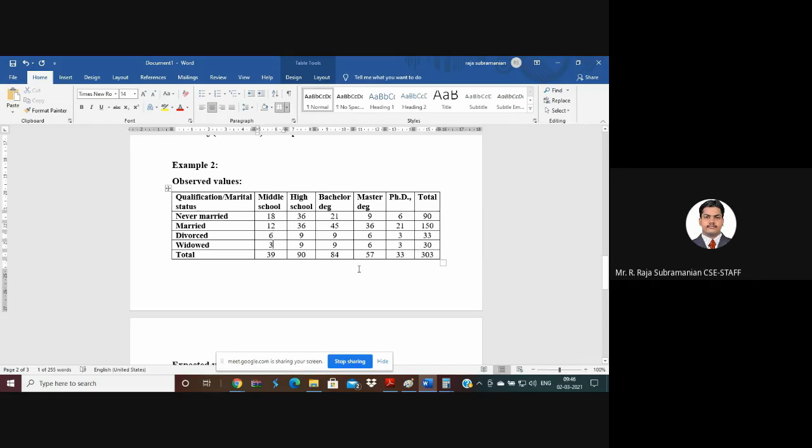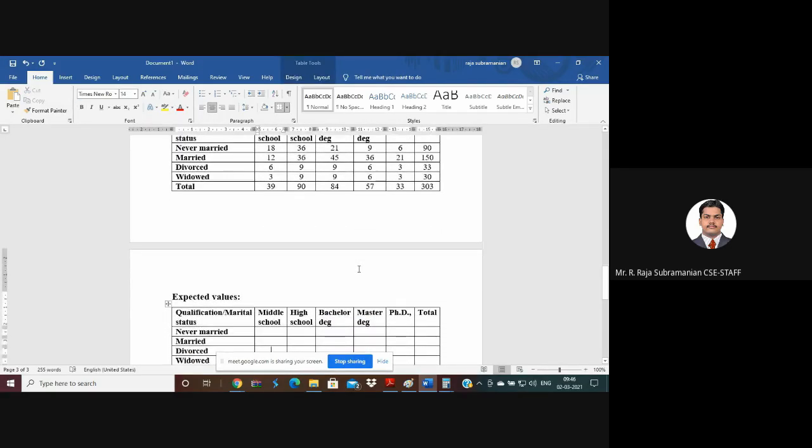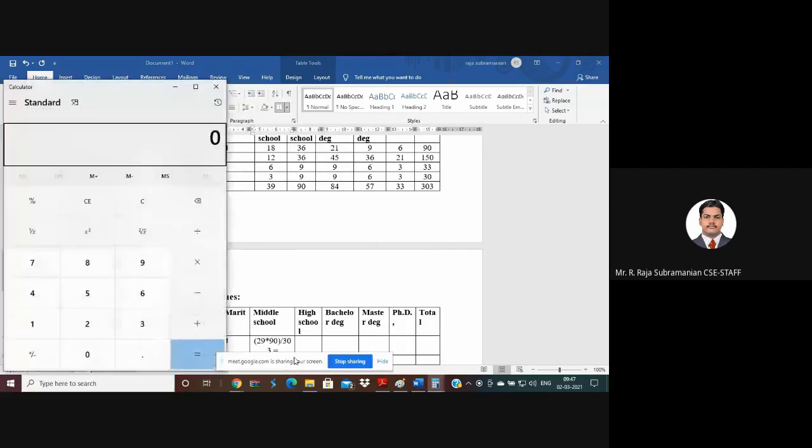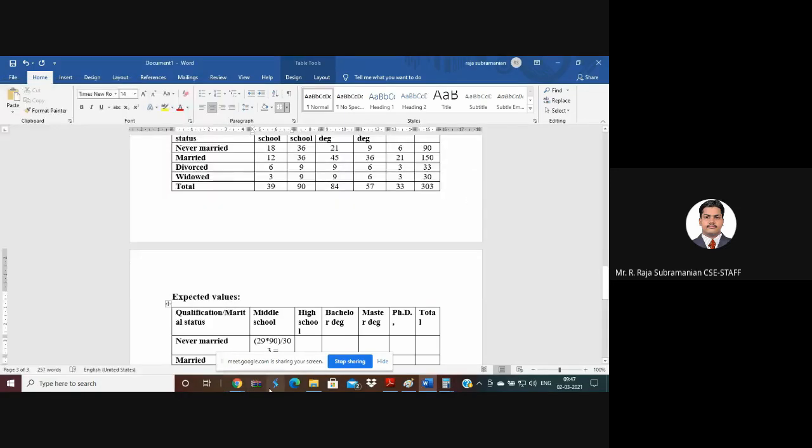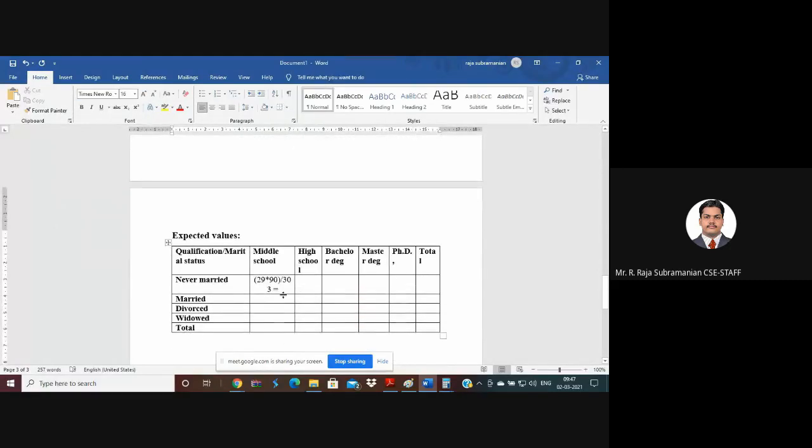So what I do, it is in a matrix form, you just take like this, that is 39 into 90 whole divided by 303. So this will be the value. 39 into 90, 3510 divided by 303. So it is actually 11.58. This is the expected value, 11.58. I write here, 11.58. Similarly, how to calculate this?